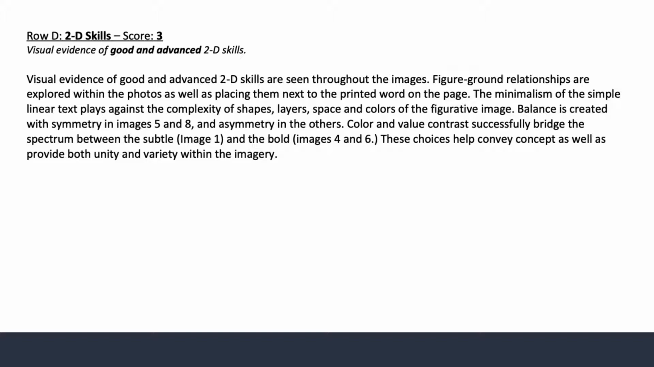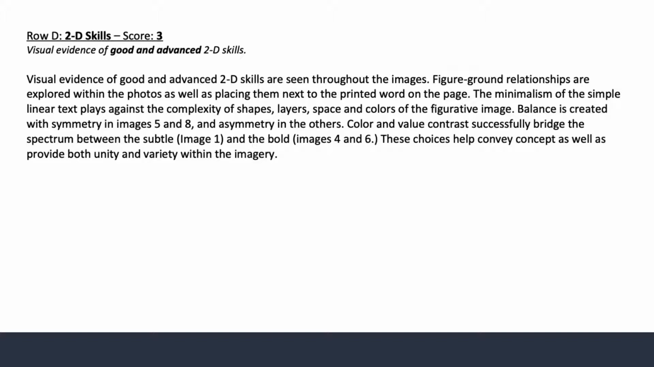Figure-ground relationships are explored within the photos as well as placing them next to the printed word on the page. The minimalism of the simple linear text plays against the complexity of the shapes, layers, space, and colors of the figurative image. Balance is created with symmetry in images 5 and 8 and asymmetry in the others. Color and value contrast successfully bridge the spectrum between the subtle in image 1 and the bold images 4 and 6. These choices help convey concept as well as provide both unity and variety with the image.